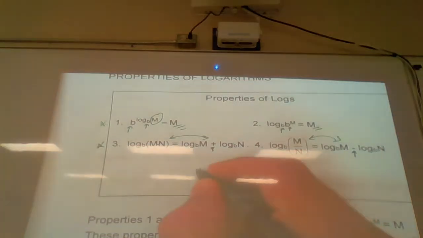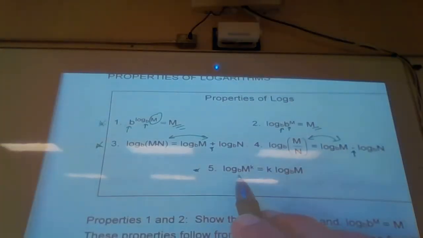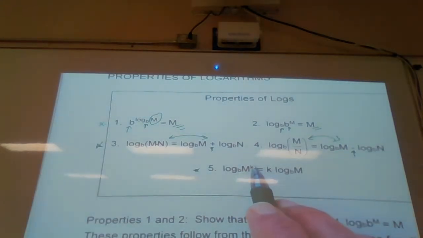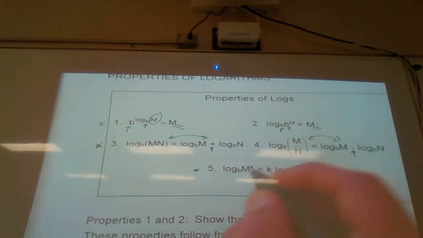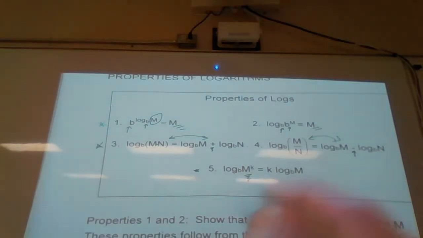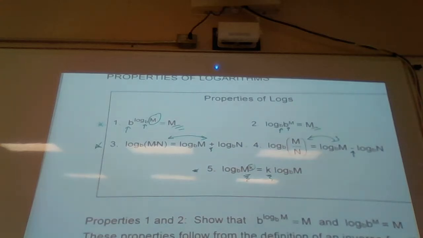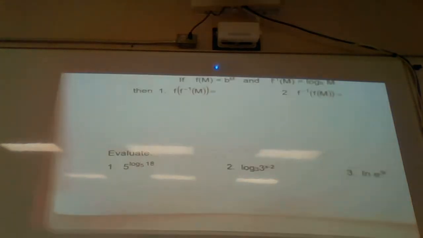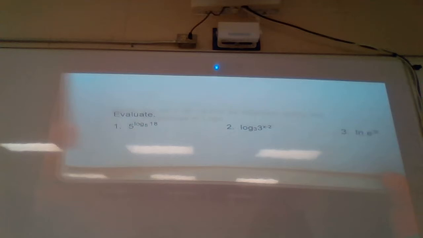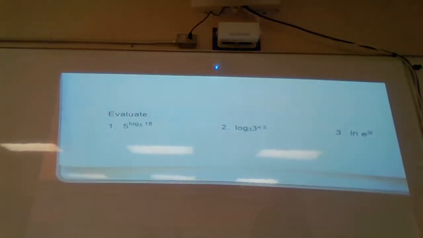And property number 5, log base b of m to the power k. A lot of times we don't want to really work with powers, especially if it's more than 2. So this is a very important property. I can bring this power and put it in the front, and it just becomes a coefficient, a number. Okay? So we're going to use these properties to simplify or evaluate.